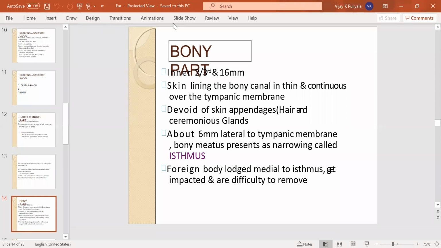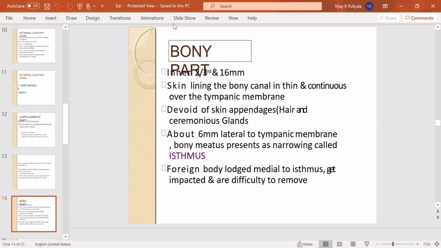Two constrictions are there. The external meatus presents two constrictions: one at the junction of the bony and cartilaginous part, and another one is the isthmus. The isthmus is in the bony part, which lies about 2 centimeters deep to the concha. It is the narrowest part of these two constrictions. So clearing this constriction without any injury is an important task during the removal of foreign bodies which are present in the meatus.